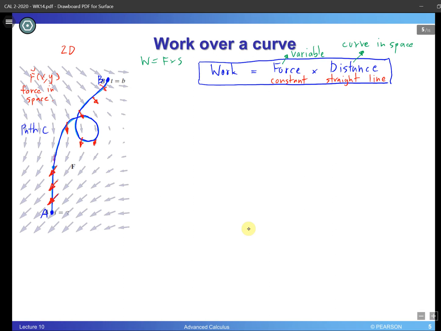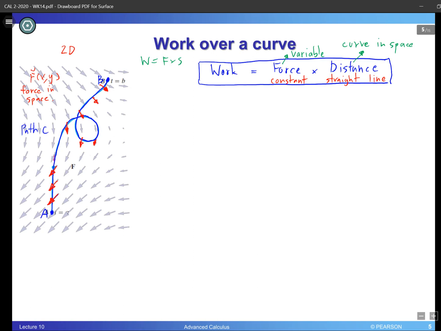So there you go, we have this condition: a path that is not a straight line, and a force that changes along the line. And of course, we cannot use the formula that we had from high school. We need to upgrade it in order to find the work that is done on this object.